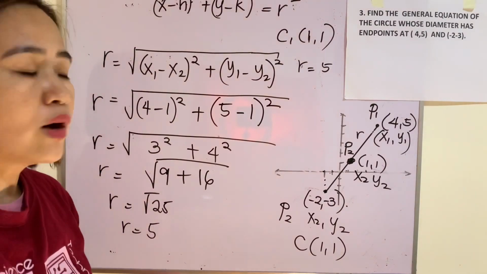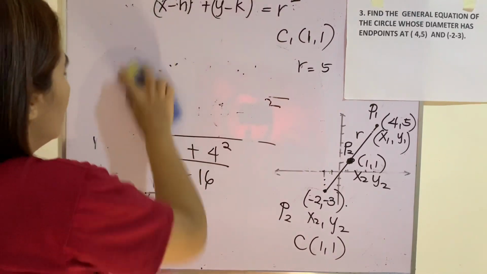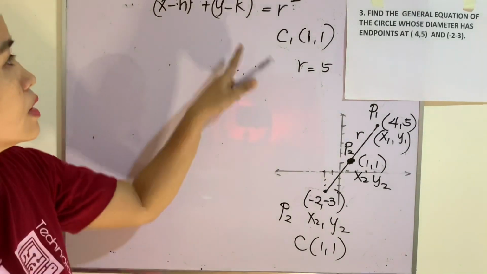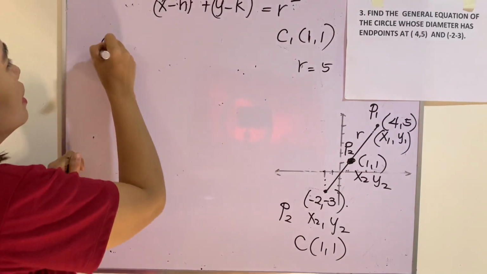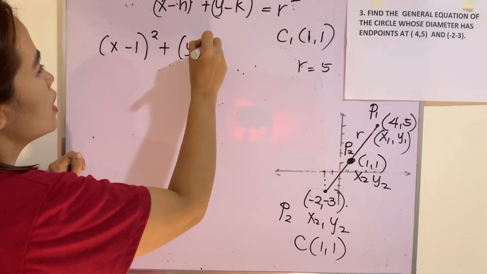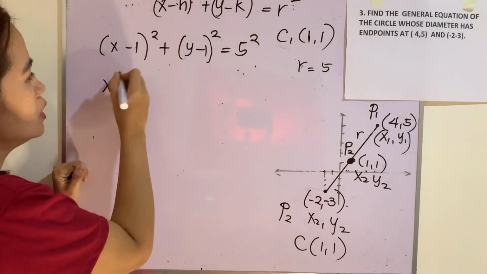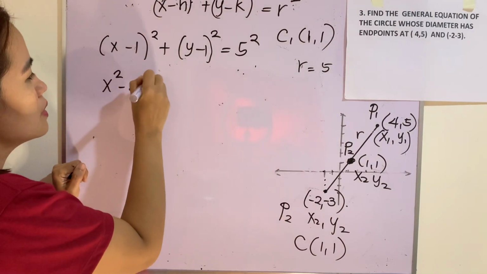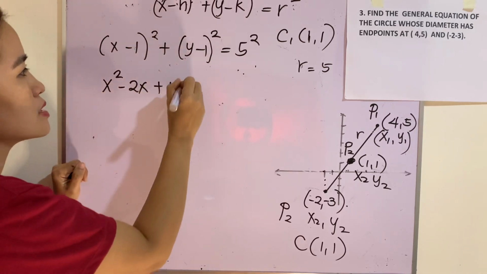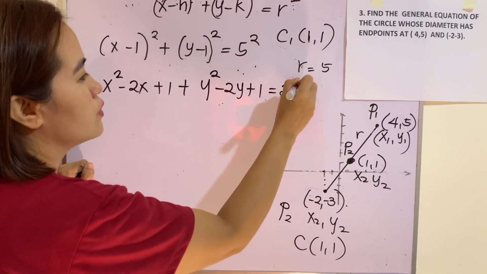Let us find now the general equation. So the general equation of the circle will be, substituting now the center and the r, x minus 1 squared plus y minus 1 squared is equal to 5 squared. So this is expanding it using square of binomial: square the first, double the product of the first and the second, square the last. x squared minus 2x plus 1, plus y squared minus 2y plus 1 is equal to 25.